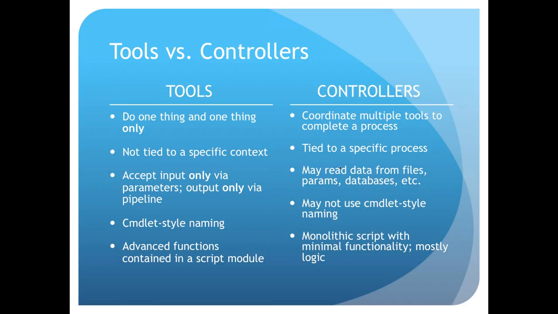It accepts all of its input only via parameters. In other words, Get-Content doesn't go out to a database and get the names of the files you want to open. All that information comes to it via parameters. Every bit of information it needs to work comes via a parameter. And it outputs everything only via the pipeline.